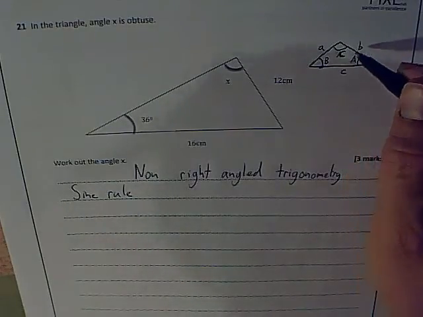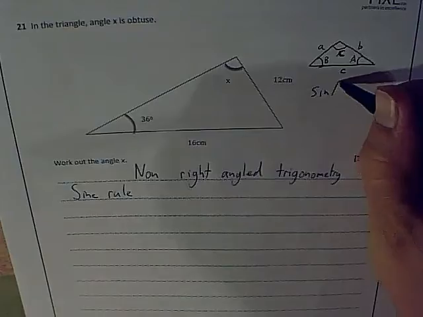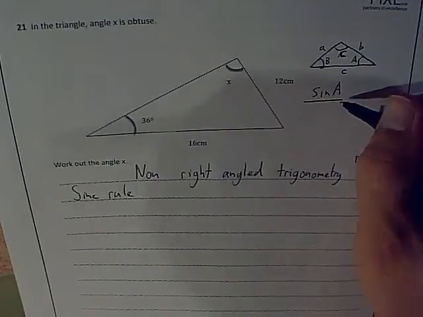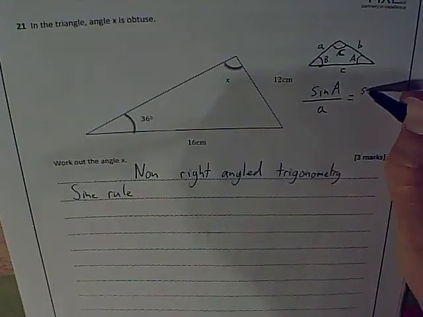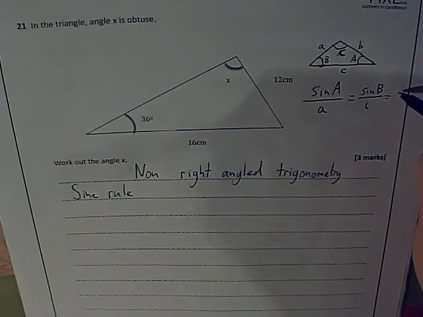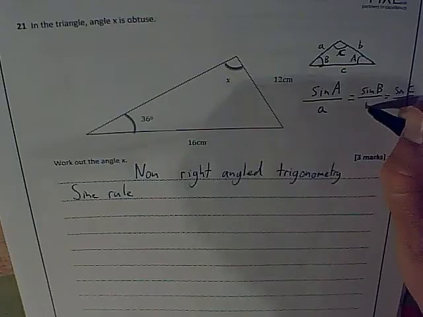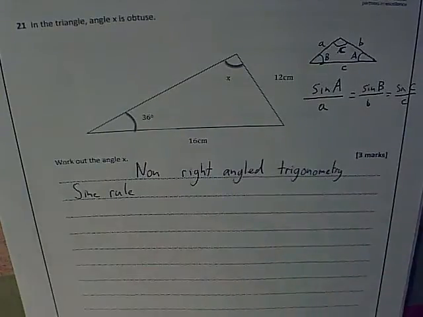And what you can know about this with the sine rule is that sine of A over A equals the sine of B over B, which equals the sine of C over C. Okay. And you can flip those all around as well. So I'm going to use this sine rule, which we will look at later in Year 11. But I'll talk you through it. So I can set this equation up like this.